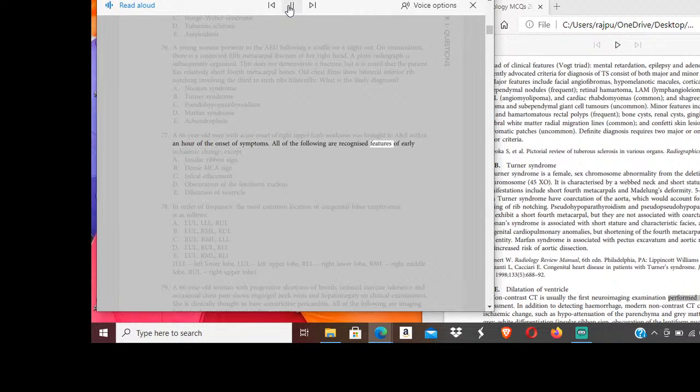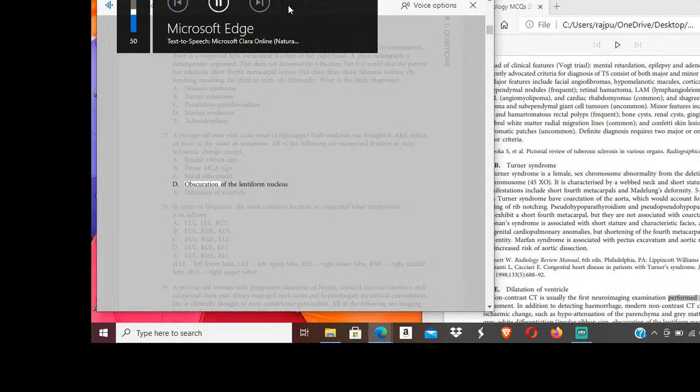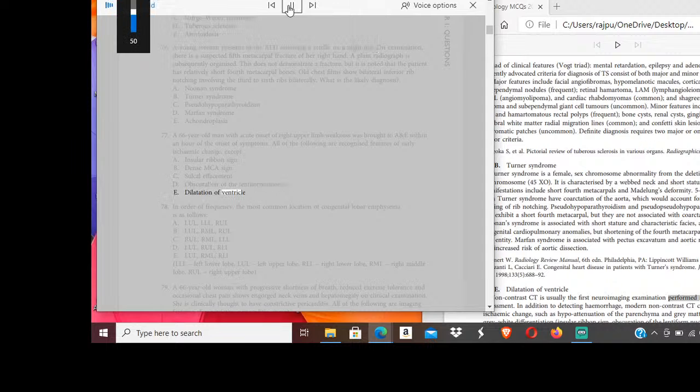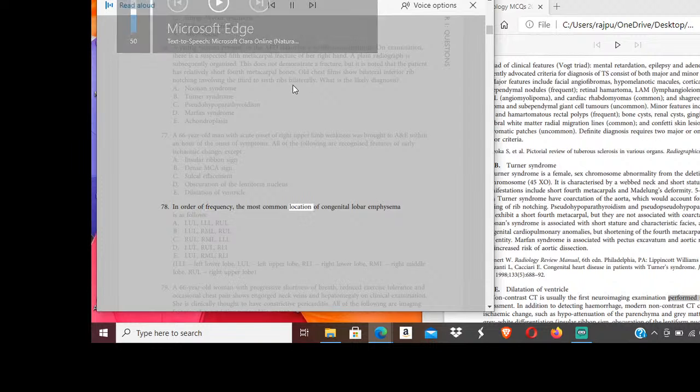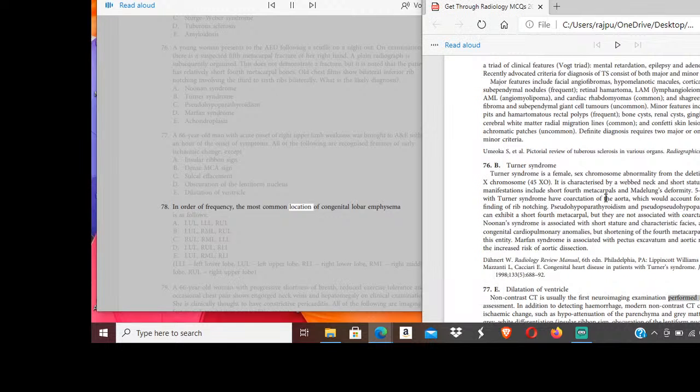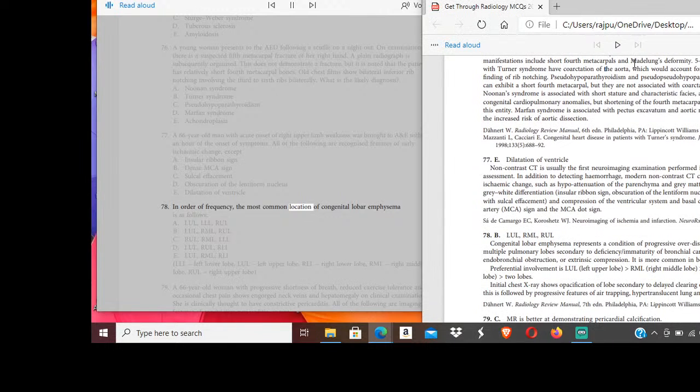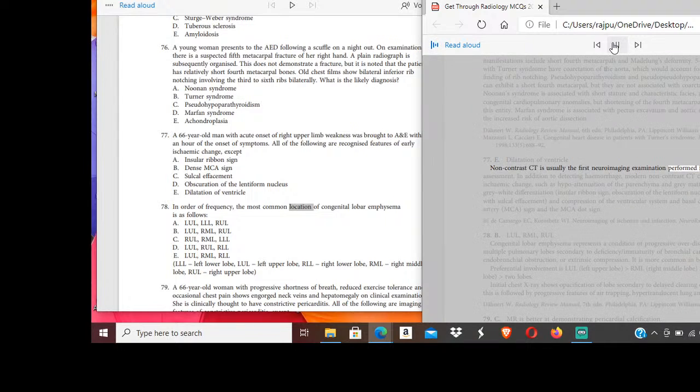All of the following are recognized features of early ischemic change, except: A. Insular ribbon sign. B. Dense MCA sign. C. Sulcal effacement. D. Obscuration of the lentiform nucleus. E. Dilatation of ventricle. 78. In order of frequency, the most common... performed in acute stroke assessment.